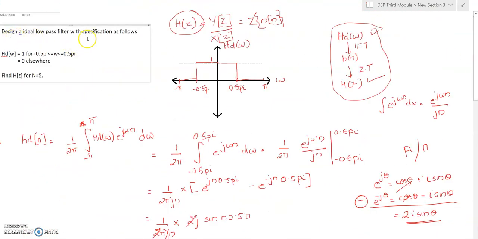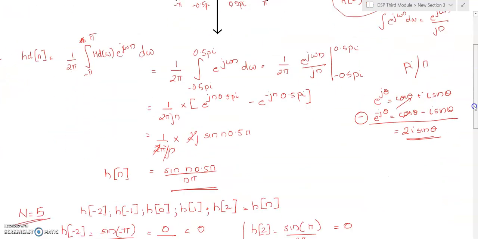So we started with designing an ideal low pass filter, and our specifications are given over here, and we were asked to find out h of z for n equal to 5.